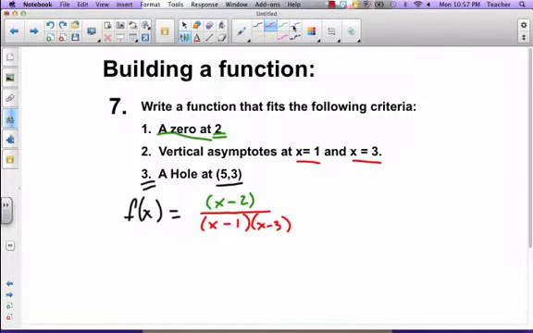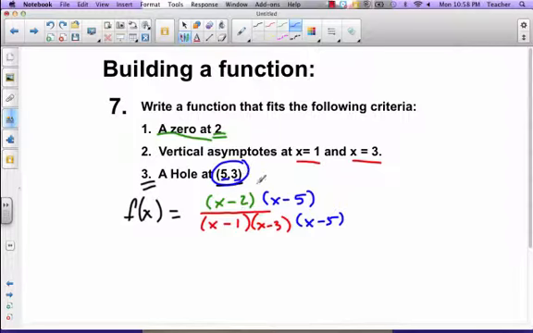Now for the last part, we'll do this one in blue. How do we get a hole at the x value of 5 and the y value of 3? That's an ordered pair, which means when we graph it, we'll have no answer. Well, remember, when we have a hole at x equals 5, that means we'll have x minus 5 in the numerator and x minus 5 in the denominator. Our issue is, though, how do we ensure that the y value where that hole will be is 3?